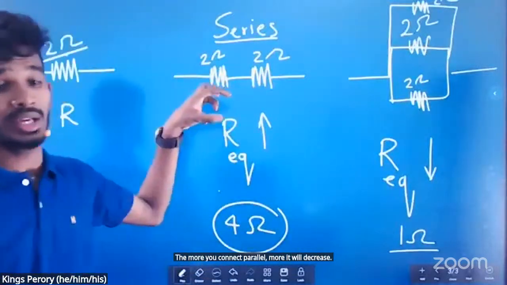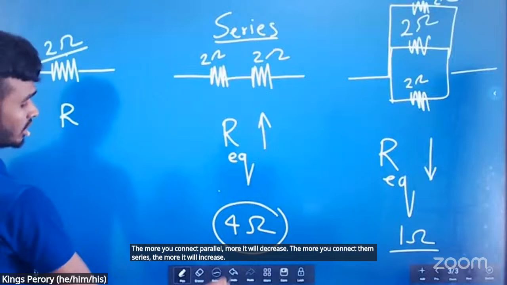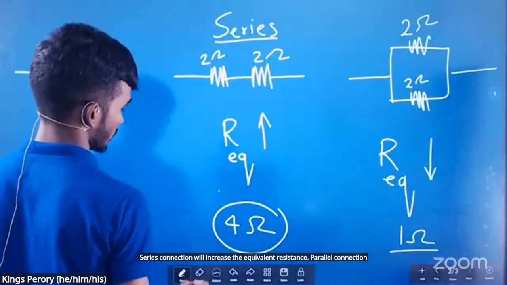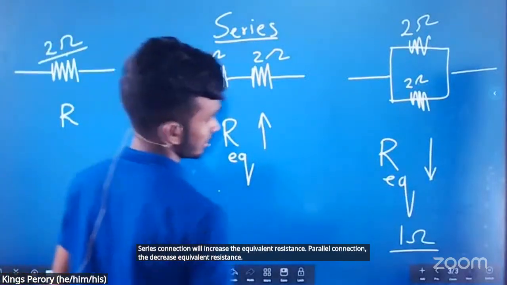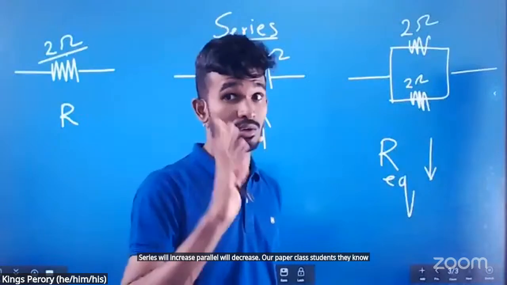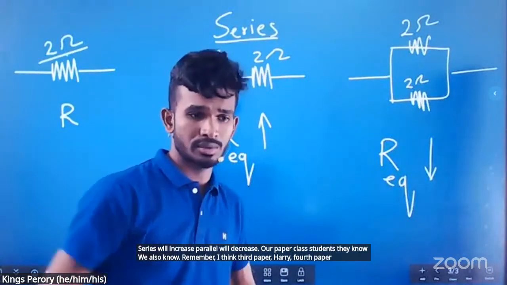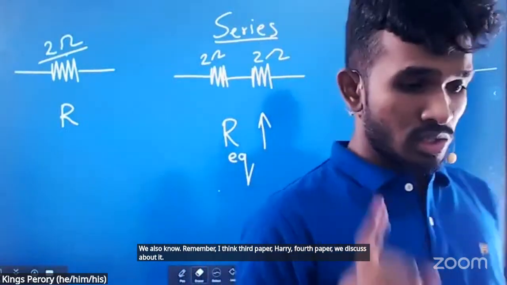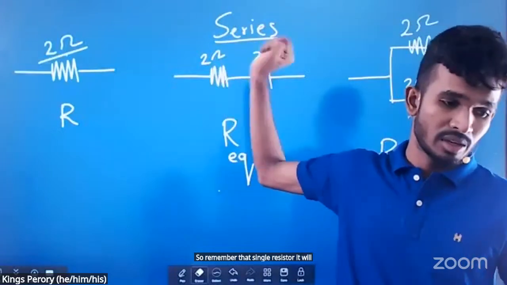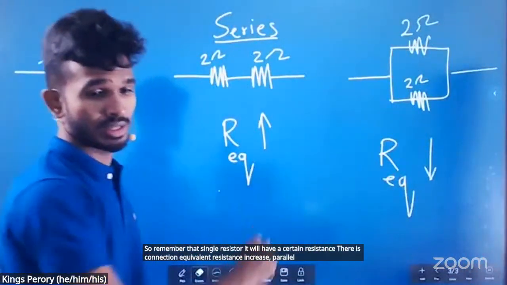The more you connect them in series, the more it will increase. Series connection will increase the equivalent resistance. Parallel connection will decrease equivalent resistance. Series will increase, parallel will decrease. Now, paper class students, they know. You all should know. I think in the third paper and fourth paper, we discussed it. So remember that. Single resistor, it will have a certain resistance. Series connection, equivalent resistance increase. Parallel connection, equivalent resistance decrease.